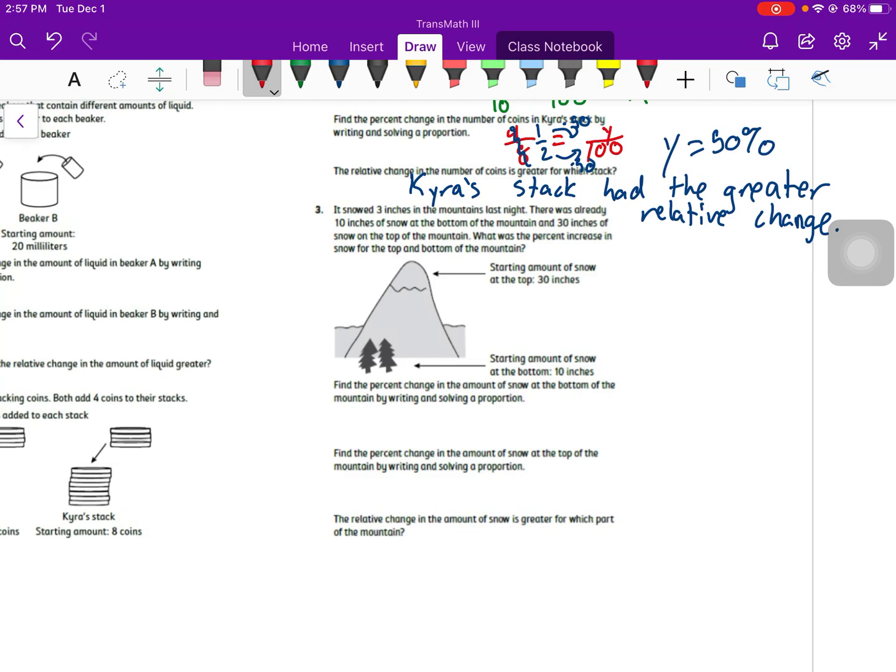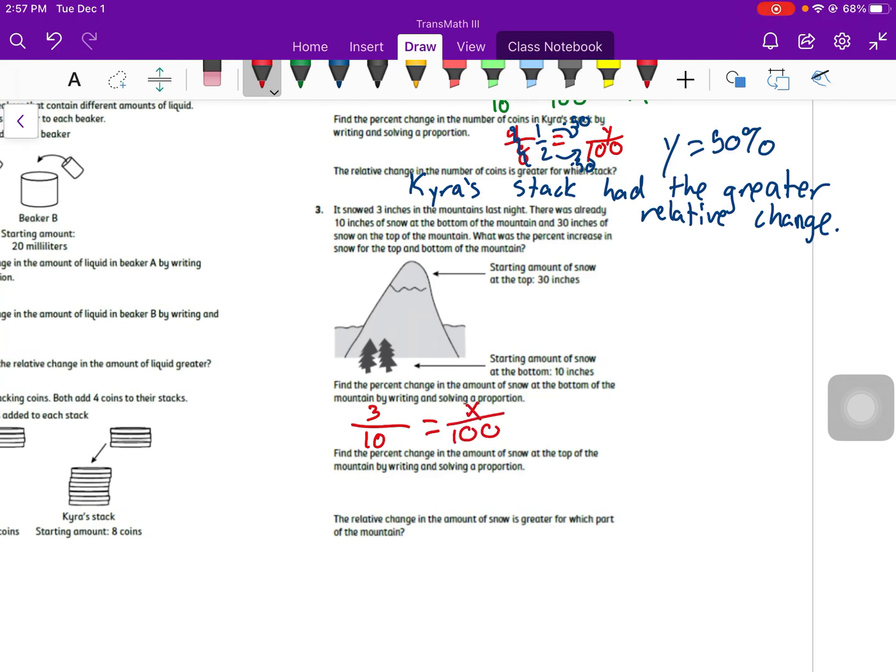Number 3, it snowed 3 inches in the mountains last night. There was already 10 inches of snow at the bottom of the mountain and 30 inches of snow at the top of the mountain. What was the percent increase in snow for the top and bottom of the mountain? All right, so find the percent change in the amount of snow at the bottom. That's the first piece. So we changed by getting 3 more inches of snow, and the bottom started with 10 inches.